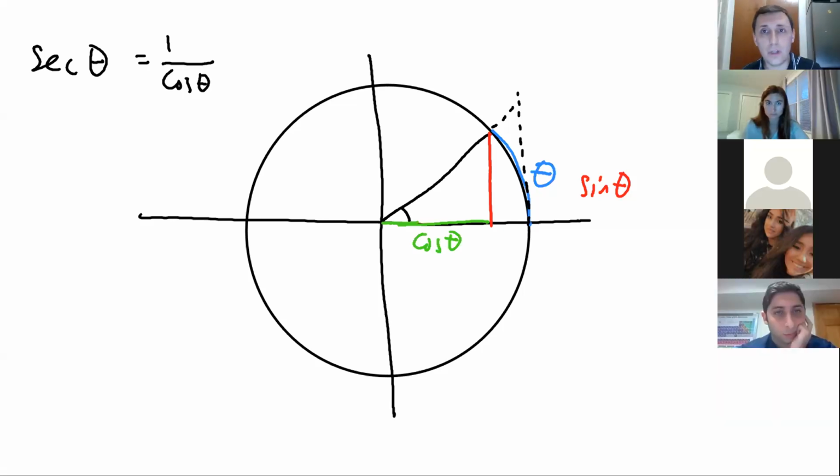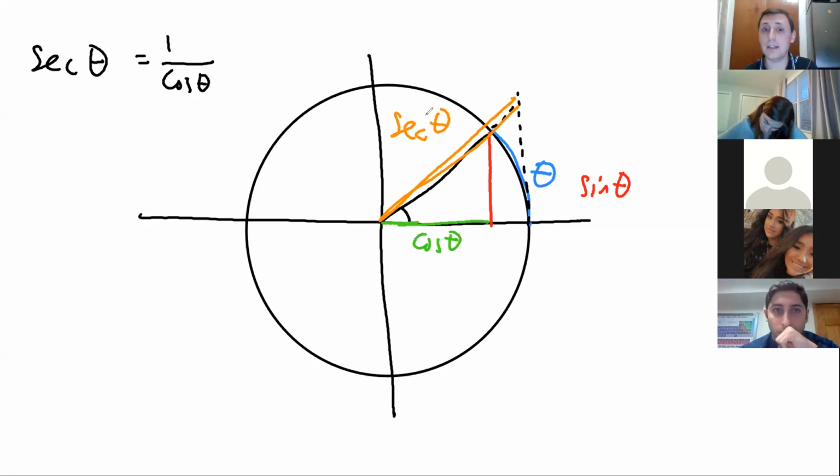So do you follow me, guys? It's something divided by 1, right? So if I have to divide this by 1, I make sure this is of length 1. And so what do I see here? I would color it in orange. This is secant theta. Yes?